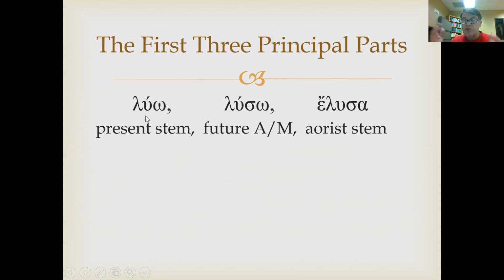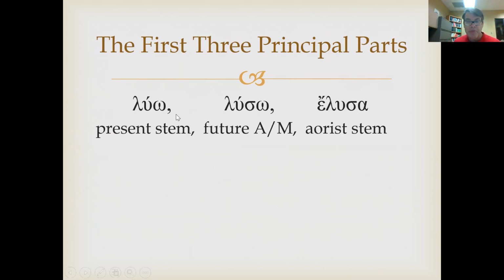So the song to remember these principal parts is luo, luso, elusa, leluka, lelumai, eluthain. I'll tell you the rest later. Luo, luso, elusa, leluka, lelumai, eluthen.